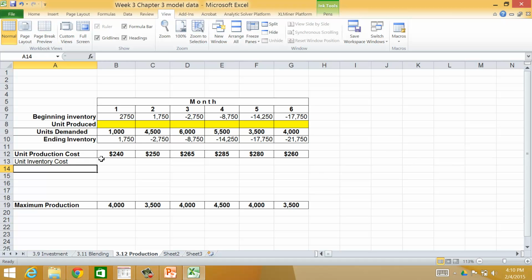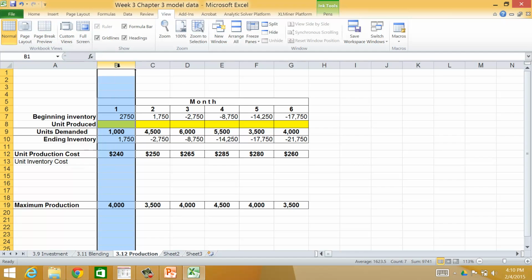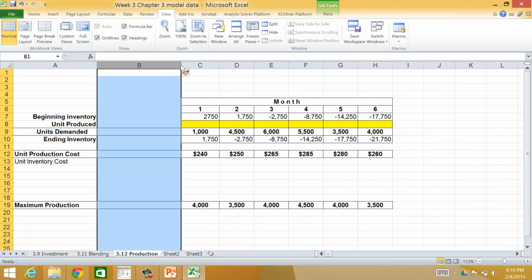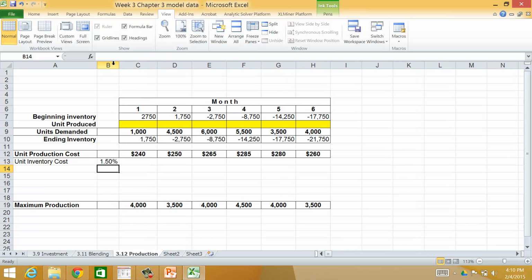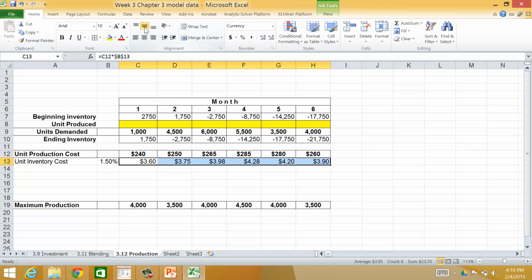Oh, I know why I had that one column inserted, because I need to put that 1.5% here. So let me just add this back. Insert. Oh, sorry. Okay. So I'll put that 1.5%. Make those equal to this one times this one. And I want to fix this cell here, so I put the dollar sign. Click F4 and it will fix it. Then copy it all the way to here. With that, I got my unit production cost.